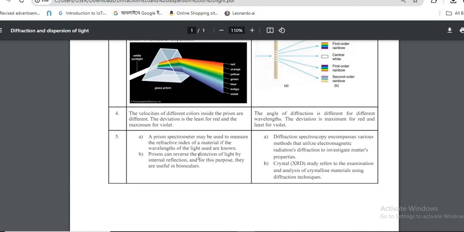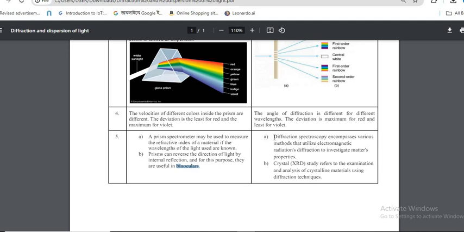Also, a prism can reverse the direction of light by internal reflection, and for this purpose they are useful in binoculars. High quality prism materials are used in binoculars. So in this process the dispersion of light plays a very important role.